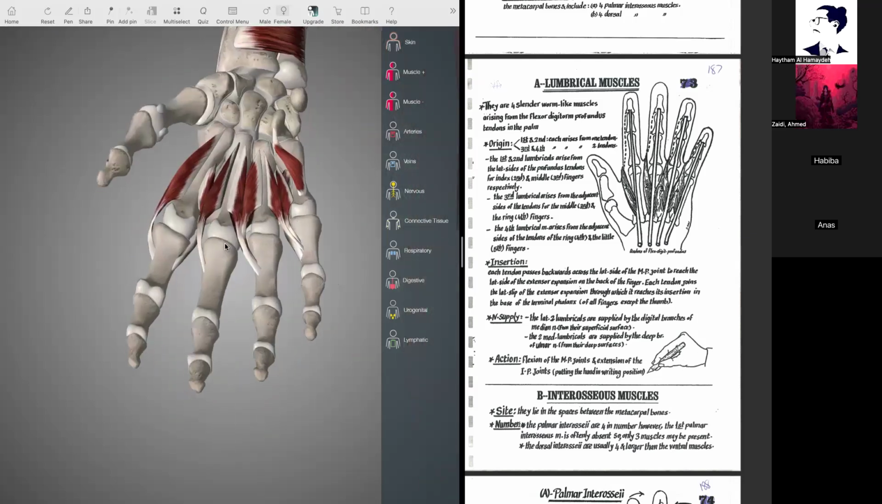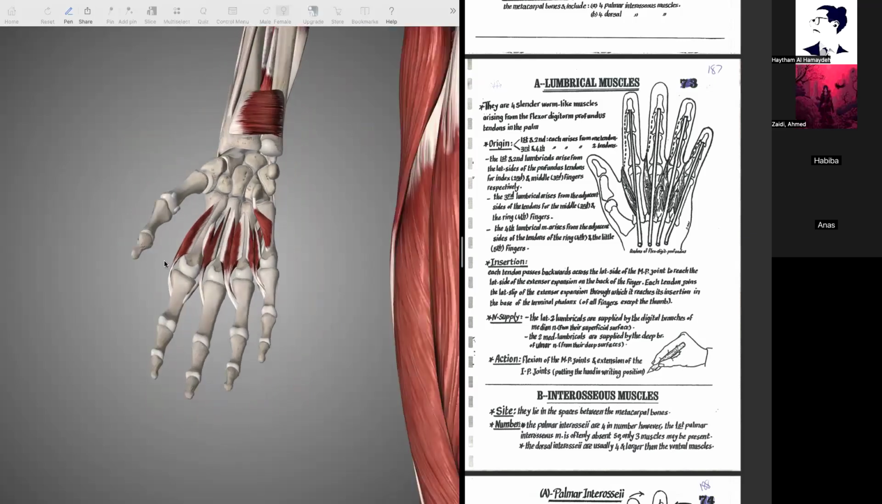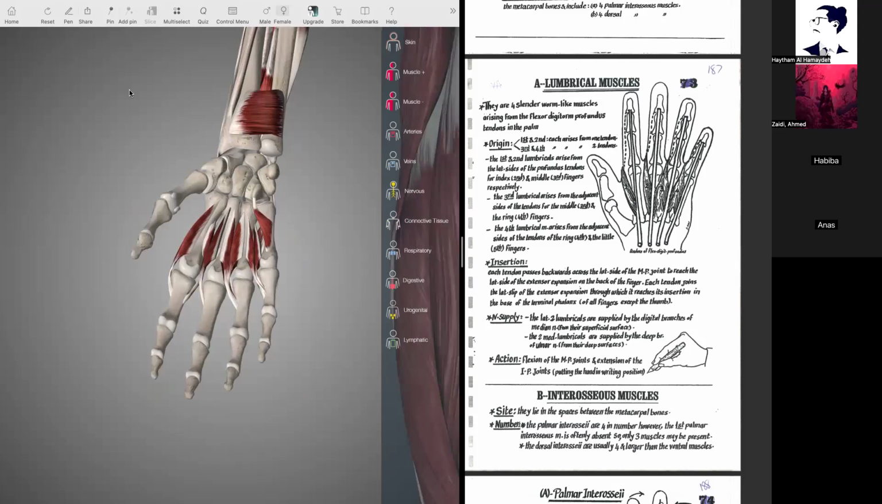So if it flexes these and extends these, don't you have this? Now this is flexed. These are extended. That's it. You have a hand position holding a pencil. Lumbricals, okay? So remember, the lumbricals are the ones that help you hold the pencil. How? It flexes the metacarpophalangeal joints here, and extends the interphalangeal joints 1 and 2 to hold the pencil. That's the lumbricals.